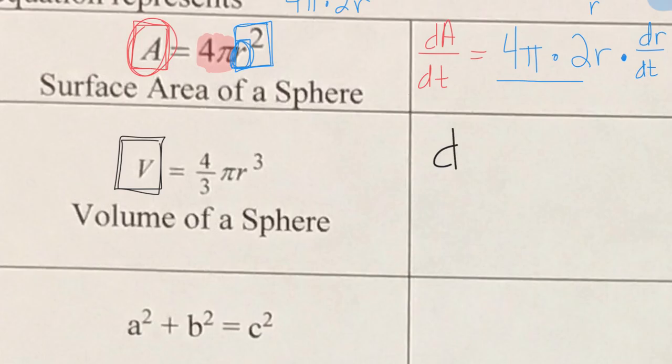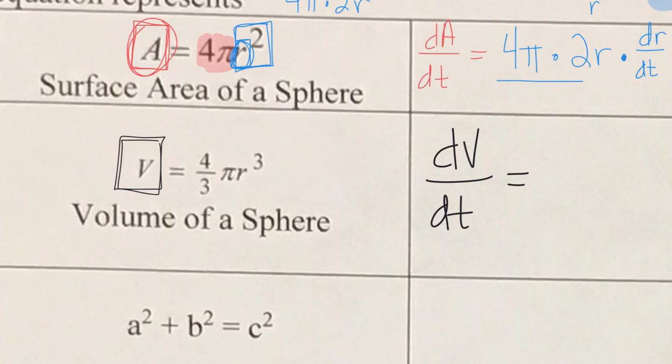dV/dt. Good. Derivative of volume with respect to time. It's a single variable, so it just becomes dV/dt. So now let's get into here.